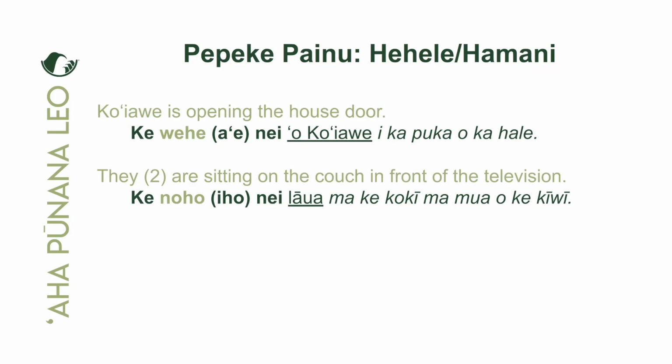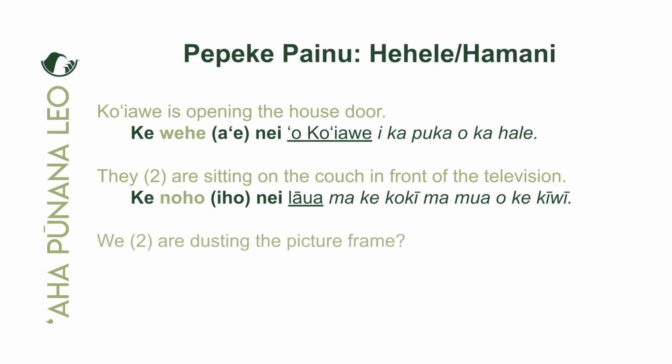Who is doing the sitting? They two. And the papani for they two is laua. Laua is the papani. Where are they sitting? Ma ke koki, which is the word for a couch. Where? Mamua o, in front of what? Ke kikiwi, the television or the TV. So they two are sitting on the couch in front of the television. Ke noho iho nei laua. Where? Ma ke koki mamua o ke kikiwi. Maika'i.